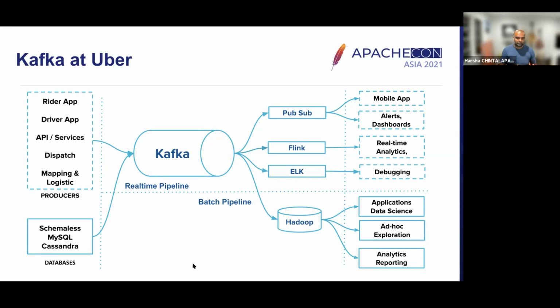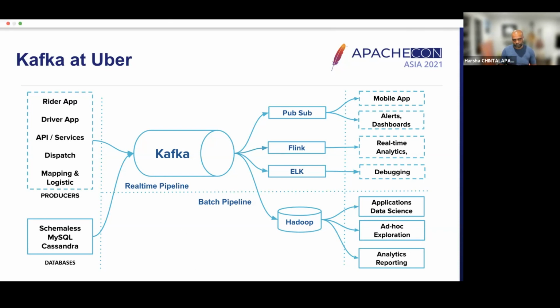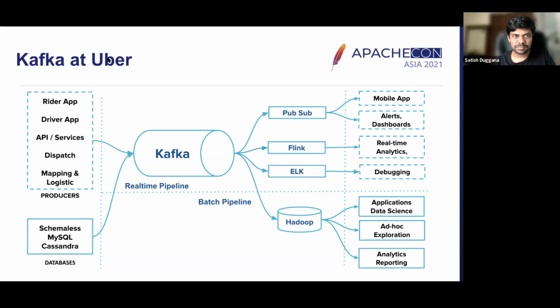Similarly, when you take a ride and complete the ride, the payments processing happens through Kafka as well. So the availability of Kafka and the reliability of Kafka are extremely critical to Uber as a business and to our users. So with that in mind, going to the next slide, can you go to the next slide?